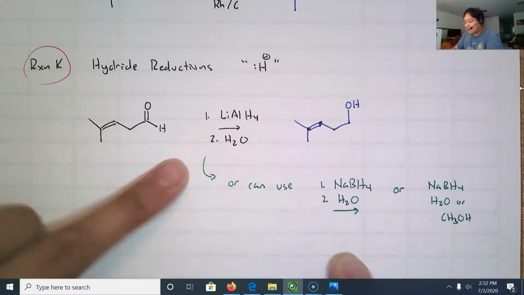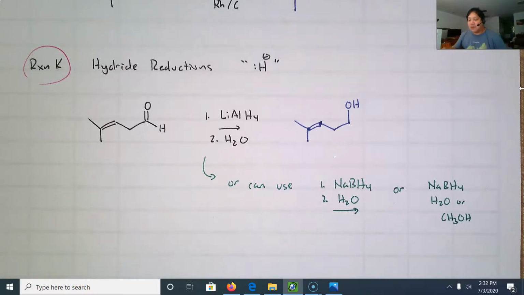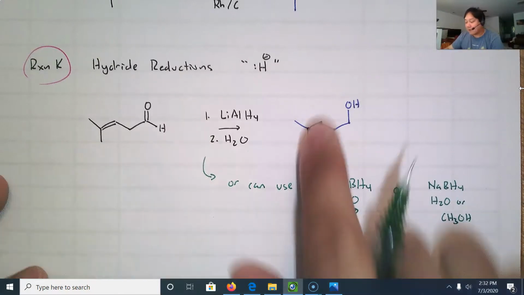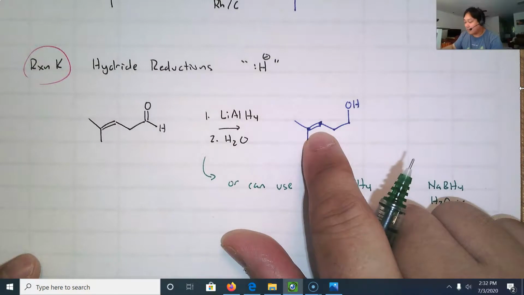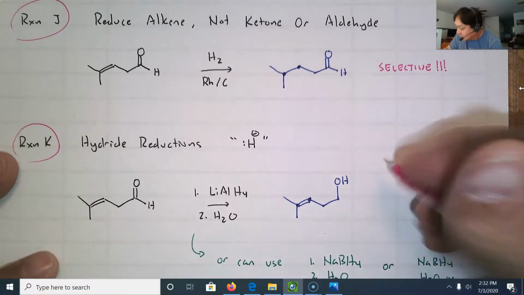We'll talk more about this for sure later when we talk about reductions of other molecules, especially using lithium aluminum hydride, because that's pretty powerful. But it's not powerful enough to get rid of this carbon-carbon double bond. So take a look at your screen. Both of these are considered selective.